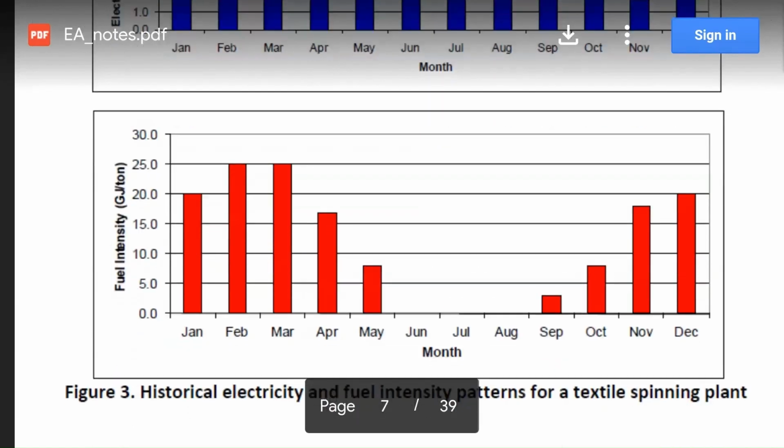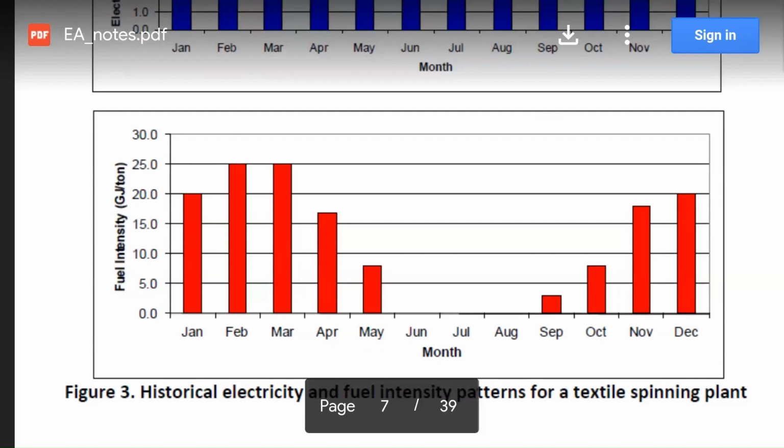Next is again fuel intensity. This fuel can be measured in gigajoules when the consumption is higher, and giga is 10 to the power 9. So when a higher level of energy consumption is considered, that is the case here. This fuel can again be oil, coal, etc. This is a typical example of fuel intensity in which the x-axis is the time axis, given in a monthly manner.